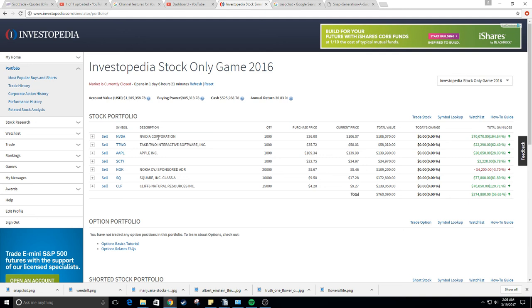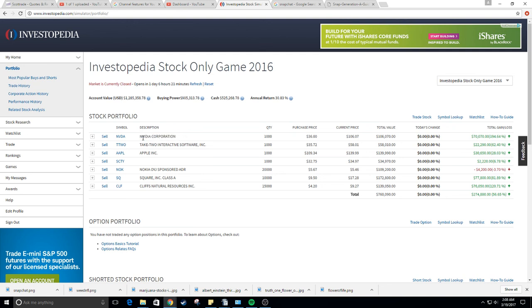So I had $1 million and had an annual return of 30.83%. What I did was I just looked at companies that I knew, and I looked at what they were selling for and how much they were making and determined the value of it. And the first one I went through was the NVIDIA Corporation.